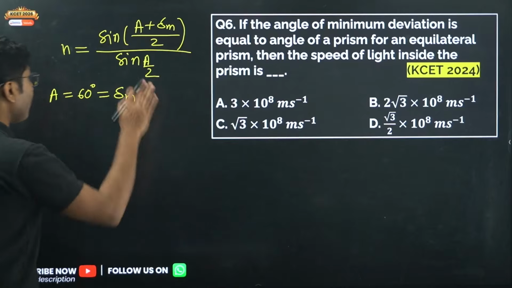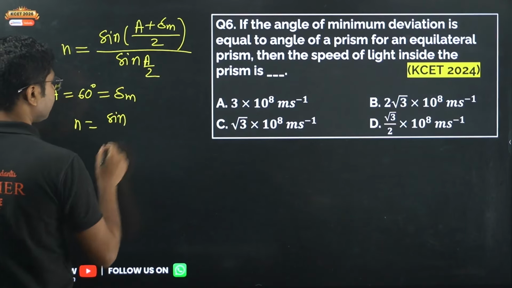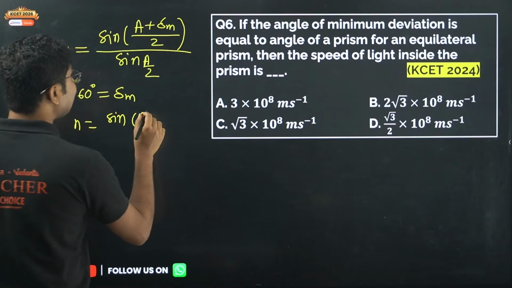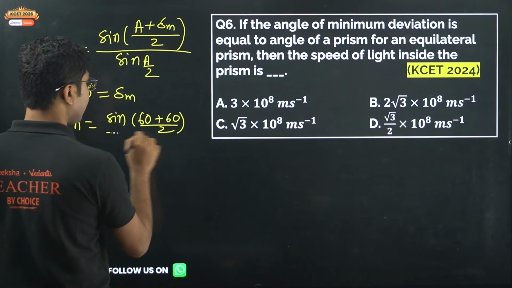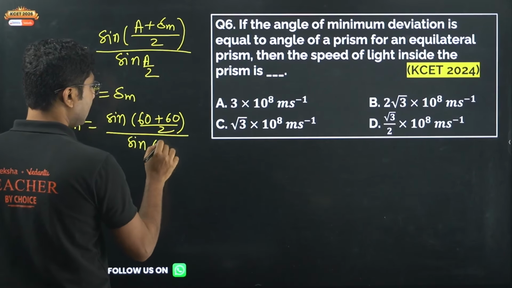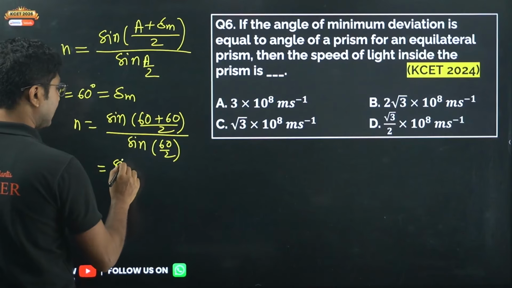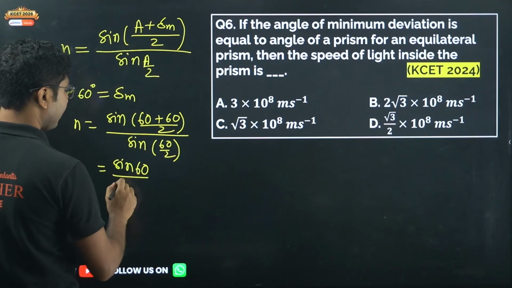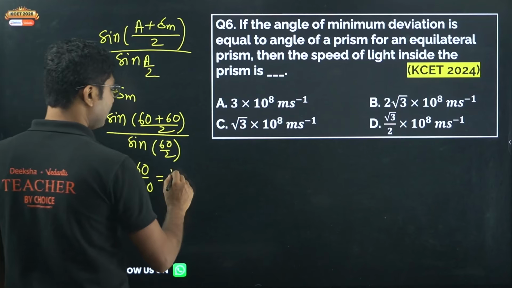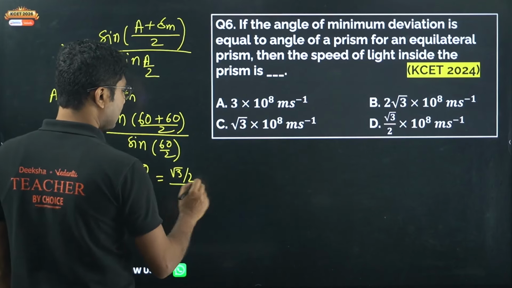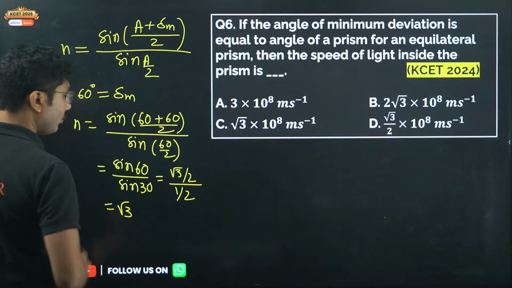Now let us put the values over here. So we get n equals sine of (60 plus 60) divided by 2, divided by sine 60 by 2. So in the top we get sine 60 and in the division we get sine 30. Sine 60 is root 3 by 2 and sine 30 is half. So we get the refractive index to be root 3.